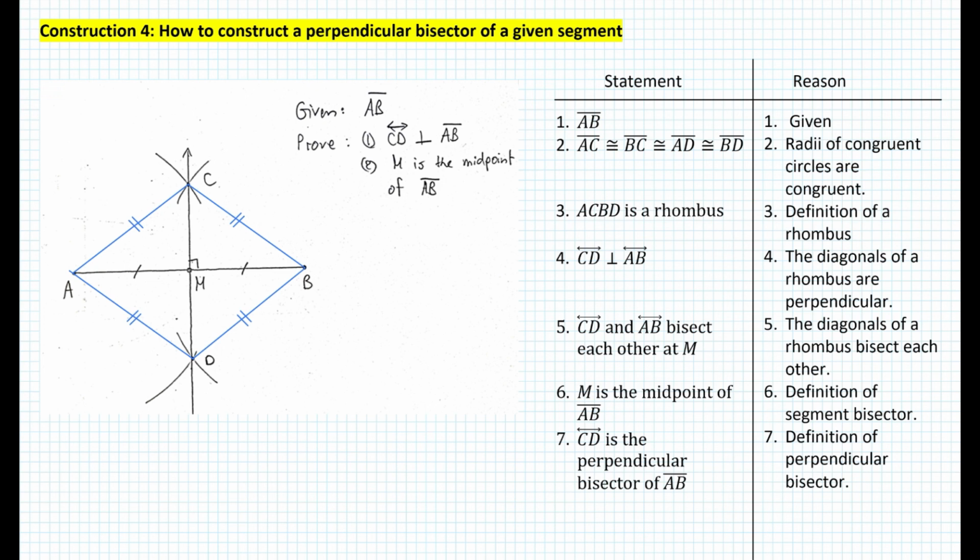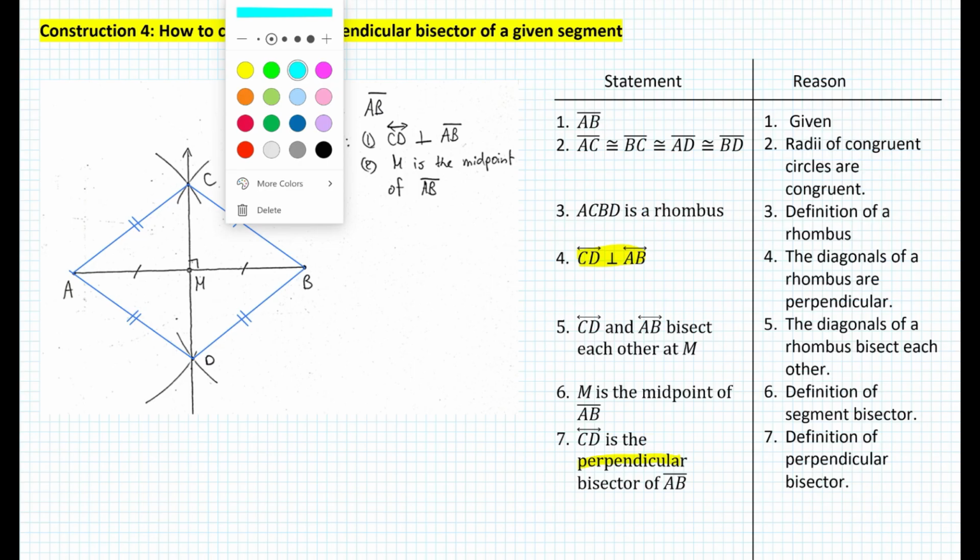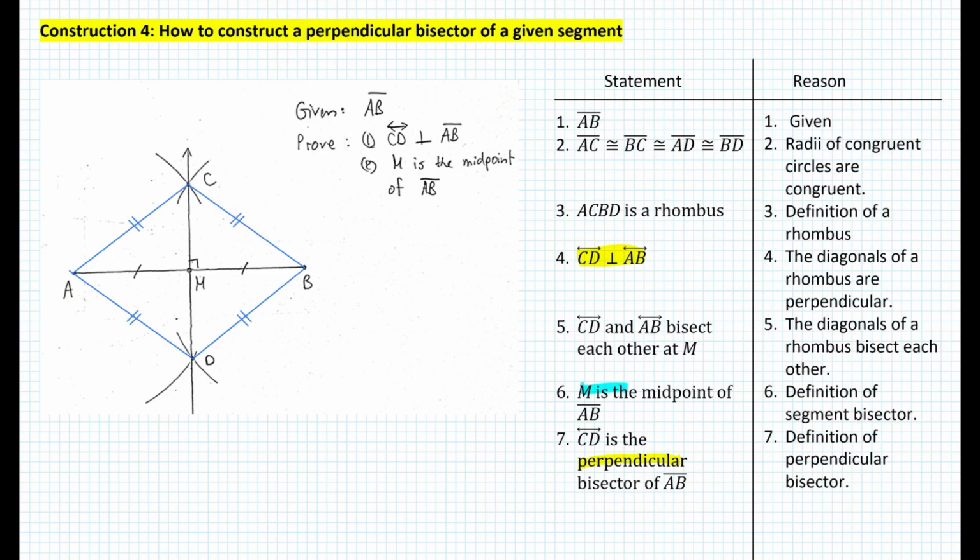And how do we know that? Because first we stated that CD is perpendicular to AB. That's the perpendicular part here. And then the other one, let me use a different color here. We have that M is the midpoint of AB. So that is basically the bisector of segment AB. And that's basically it for this particular proof, for this construction.